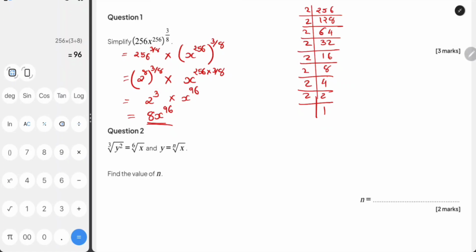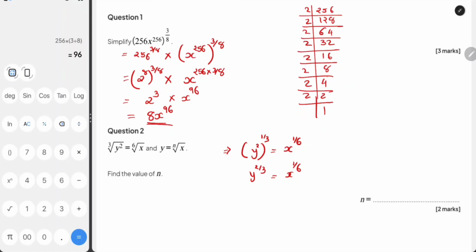Okay, now see the second question. Y raised to 2 to the power cube root. Cube root means power 1 by 3. So it is given that y raised to 2 to the power 1 by 3 is x raised to 1 by 6. So that is y raised to 2 by 3, because 2 times 1 by 3, power will be multiplied. So 2 times 1 by 3 is 2 by 3, is equal to x raised to 1 by 6.